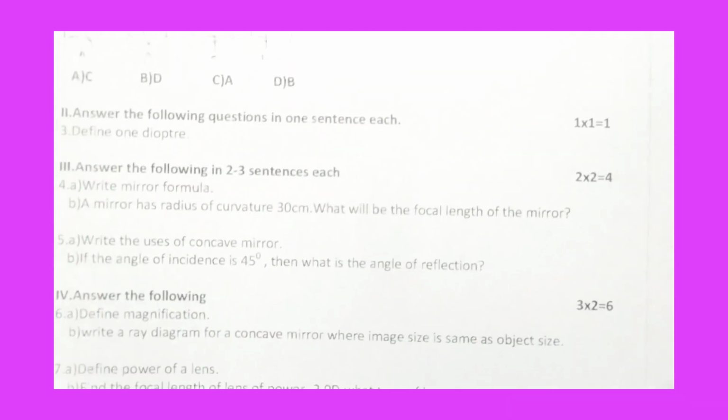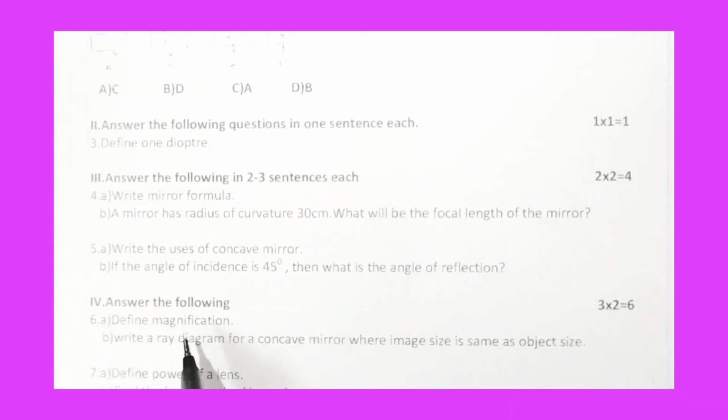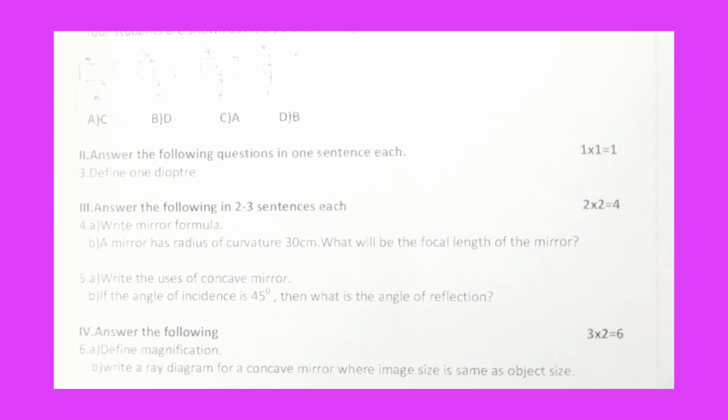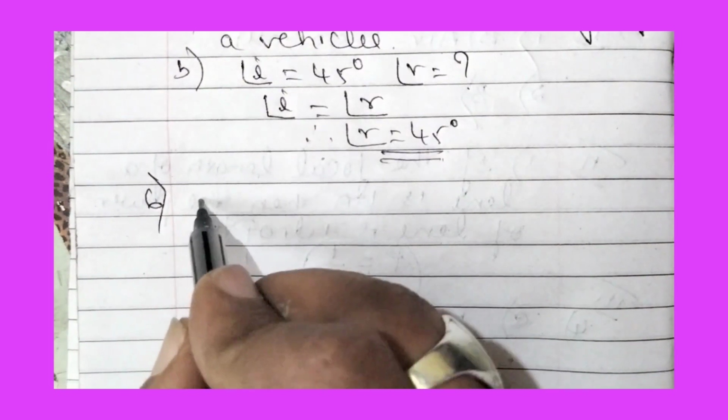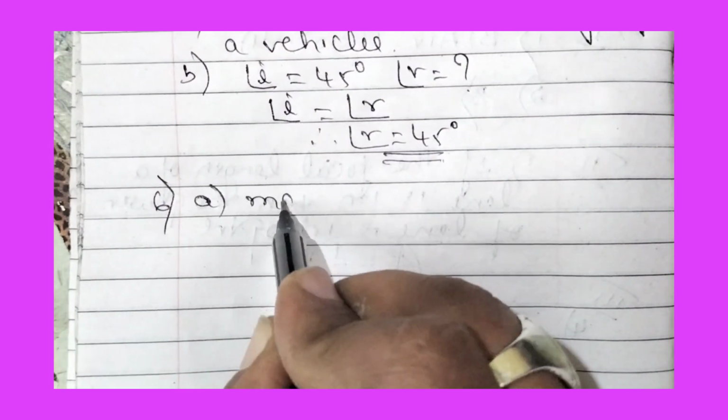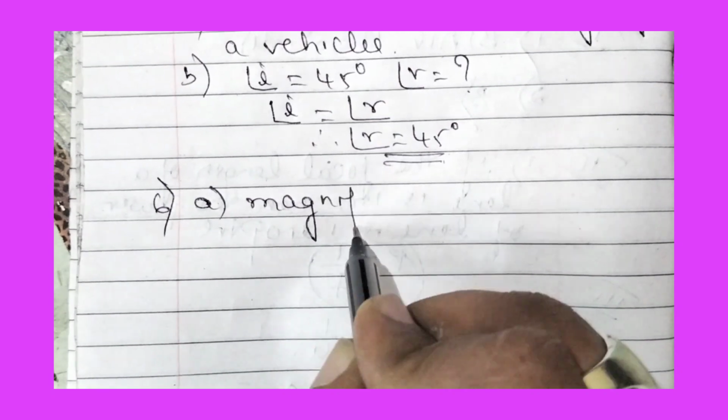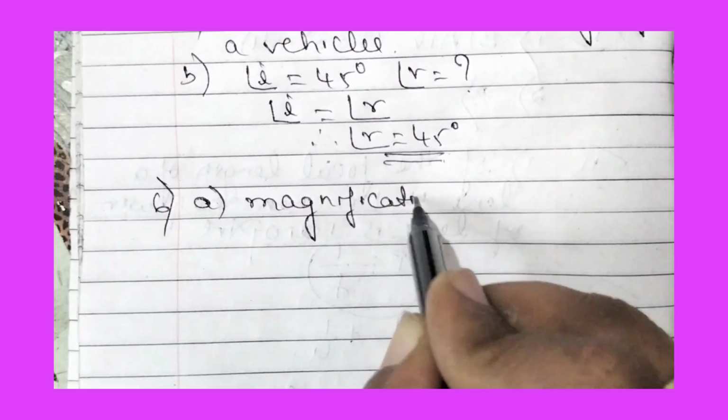Now let us move to question number 6. In question number 6, they have given: 1, define magnification. 2, write a ray diagram for a concave mirror where the image size is the same as the object size. Let us answer both the questions now. First, define magnification. A question, magnification. Magnification can be defined in two ways.